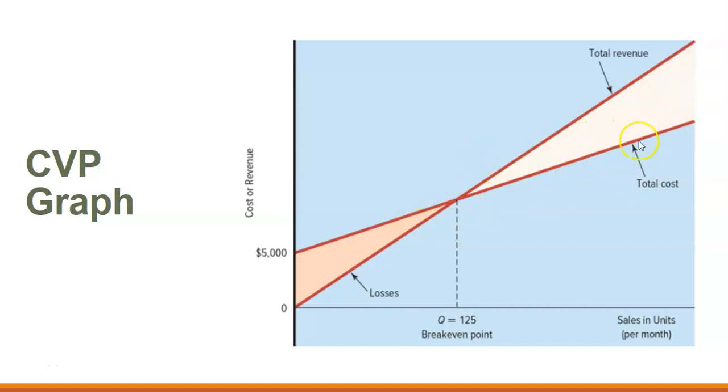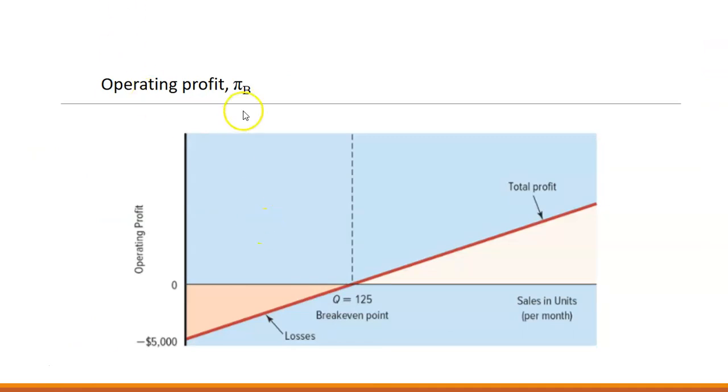So our total costs have a linear relationship and our total revenues have a linear relationship. At 0 units, we have $0 in revenues. At 125 units, we cover our 5,000 in fixed costs and our unit variable costs. This operating profit graph shows where we have profit and losses.